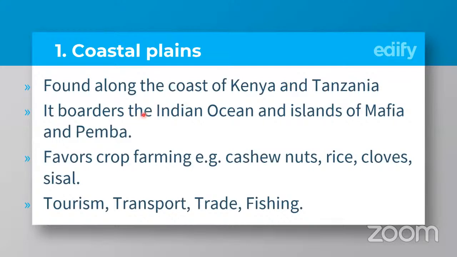So it borders the Indian Ocean and the islands of Pemba and Mafia. And now that it is at the coast and you've done East African history, what do you know about the coast as far as economic activities are concerned? When you hear the word coast, which economic activities do you think about? Which kind of climate do you think we should expect these people to experience?